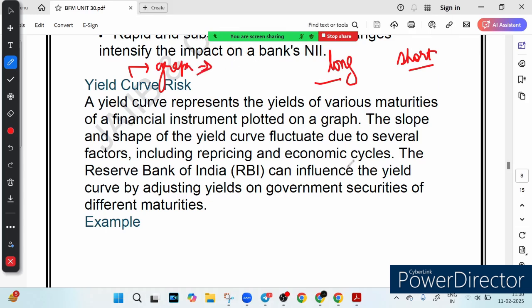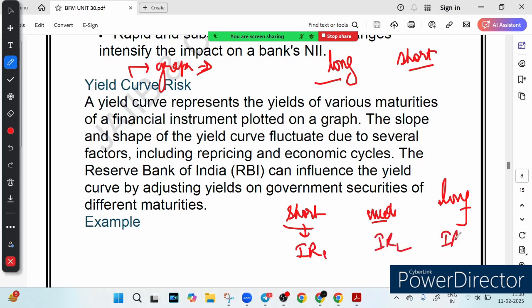So you have different loan durations. It might be short term, medium term, or long term. These are the different terms of the loan, and this yield curve represents the interest rate. So IR1, IR2, IR3 are the different interest rates for these kinds of loans. Normally, longer term loans have higher interest rates than shorter term ones. So IR3 will be greater than IR1, right? Remember, longer term loans have higher interest rates than short term ones.